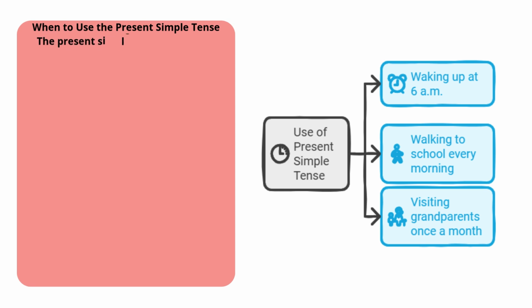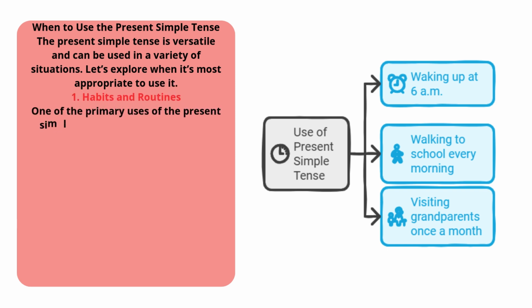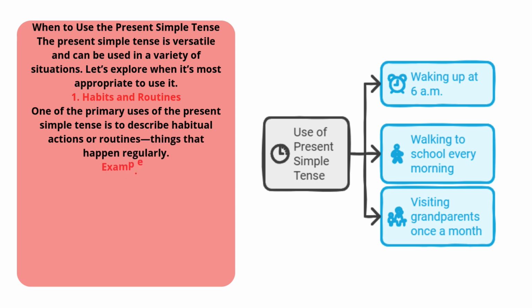The present simple tense is versatile and can be used in a variety of situations. Let's explore when it's most appropriate to use it. 1. Habits and routines. One of the primary uses of the present simple tense is to describe habitual actions or routines, things that happen regularly. Examples. I wake up at 6 a.m. every day.